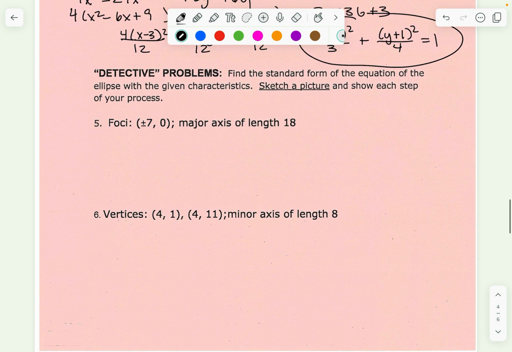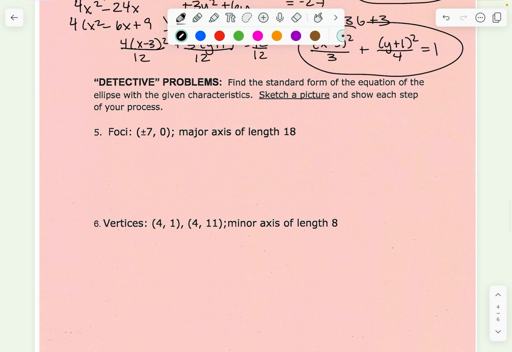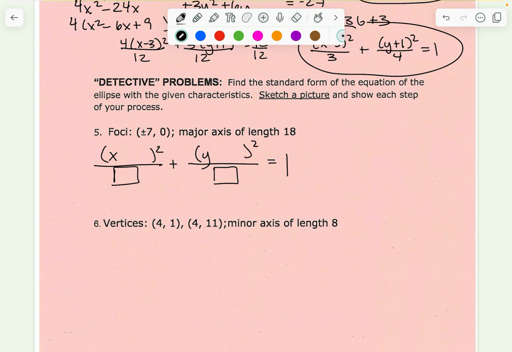Detective problems. All right. Standard form of the equation for each ellipse. So I like to draw out the skeleton for an ellipse. First, x, y. So I've got to fill in those 4 spots. I need to find out the center, and I need to find a squared and b squared. Always draw a sketch. 1, 2, 3, 4, 5, 6, 7.